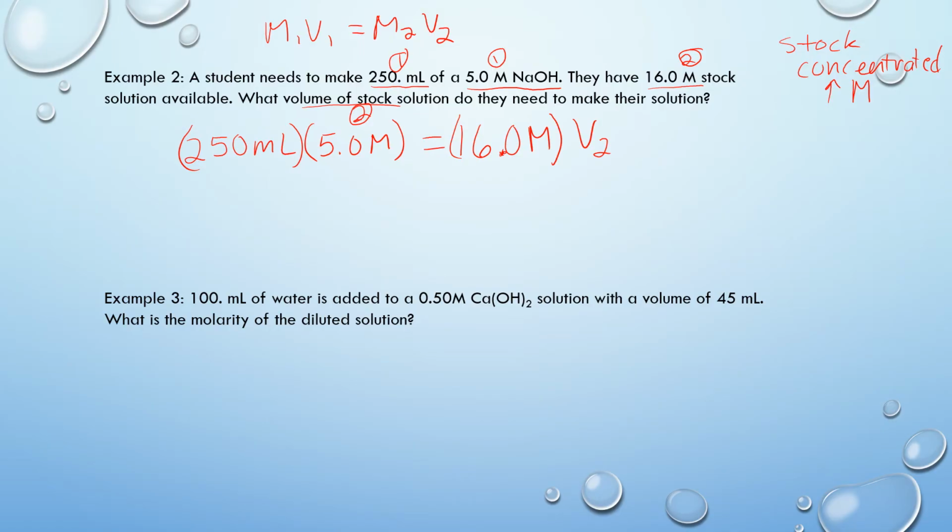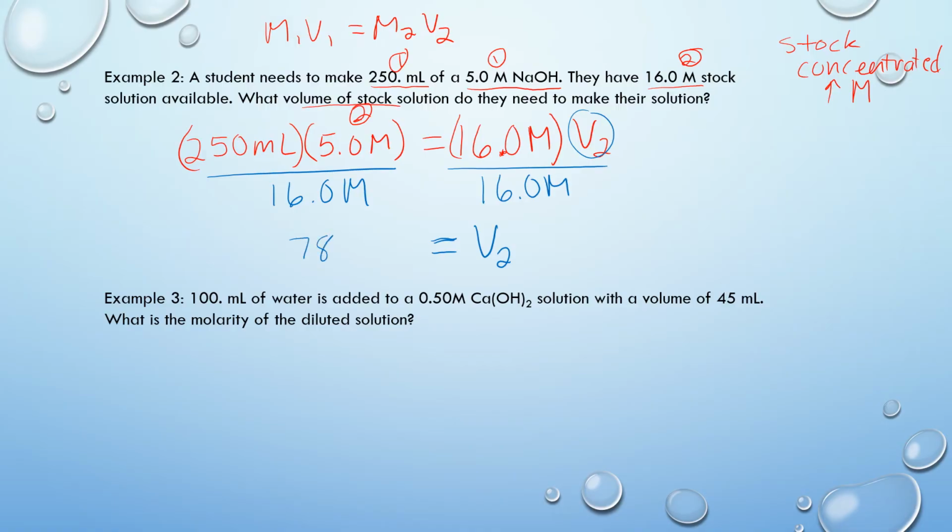Okay, so just like our previous question, we're going to first isolate that volume. So we want to divide by our 16 molar solution and get our volume 2. So we've got 250 times 5 divided by 16. And that gives us 78.125. I'm going to go ahead and say 78.1 is fine. Now your units, your molarities cancel, so that's milliliters.